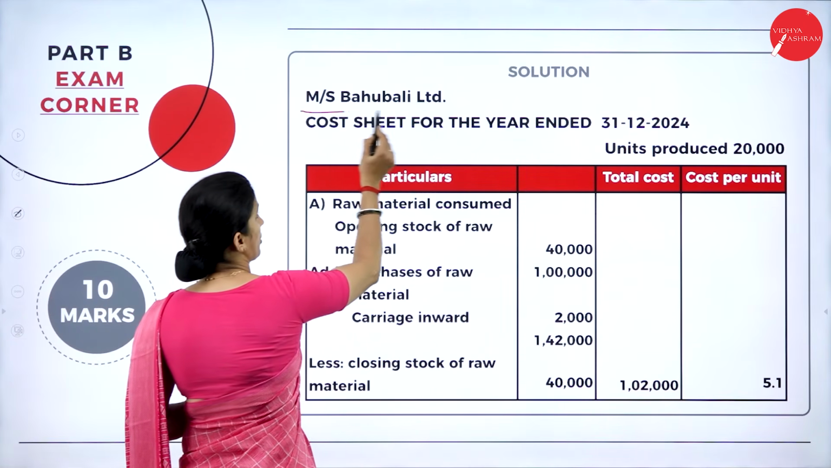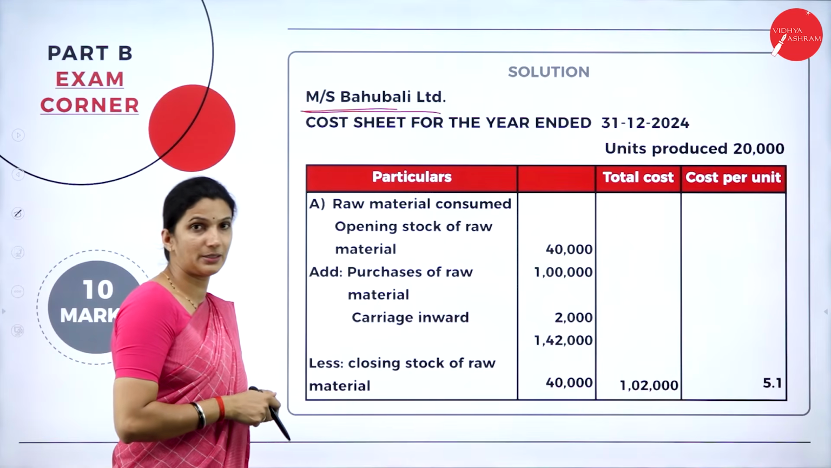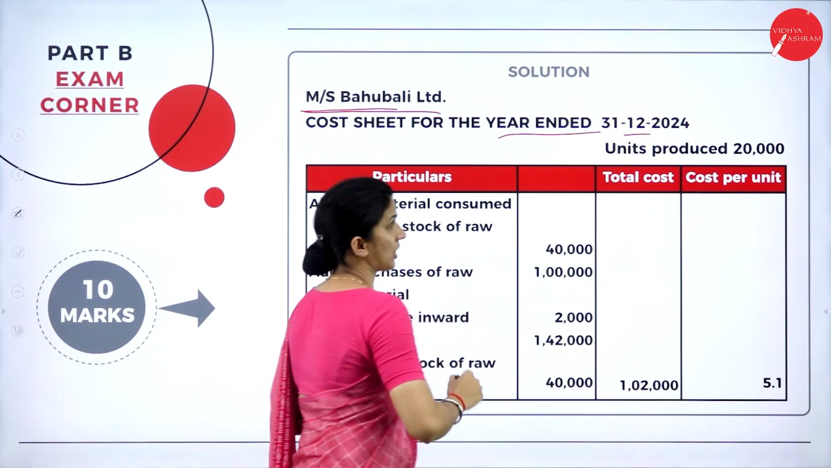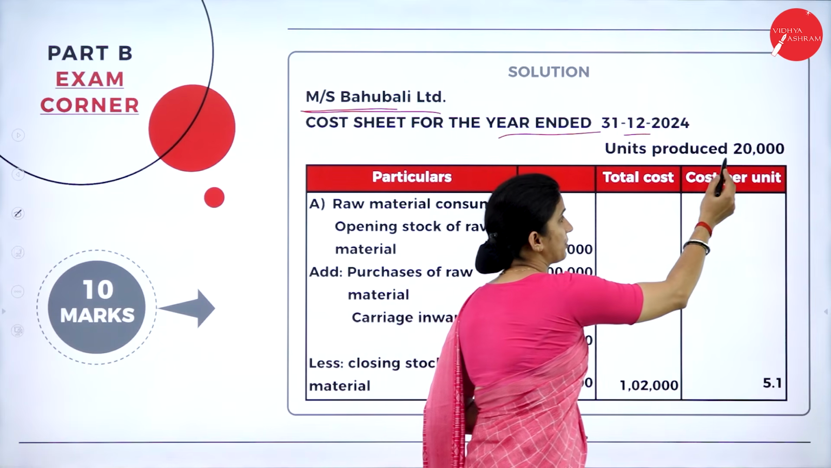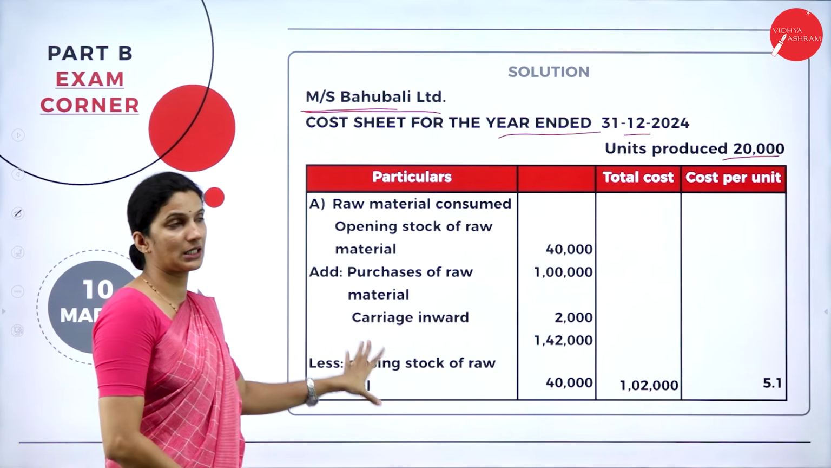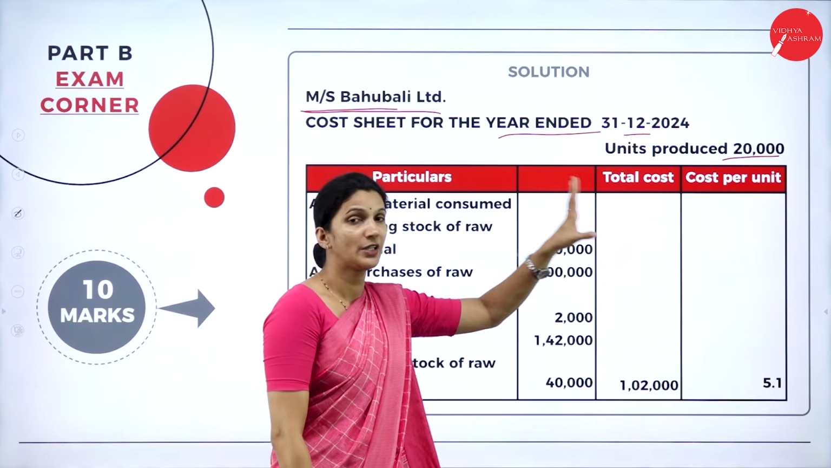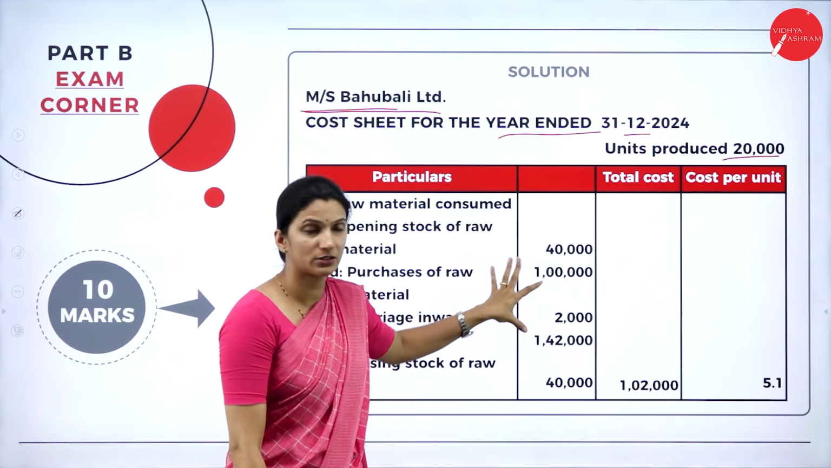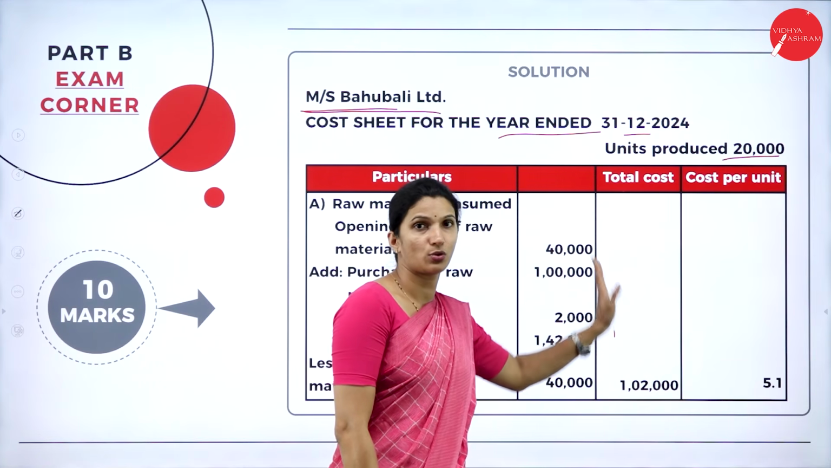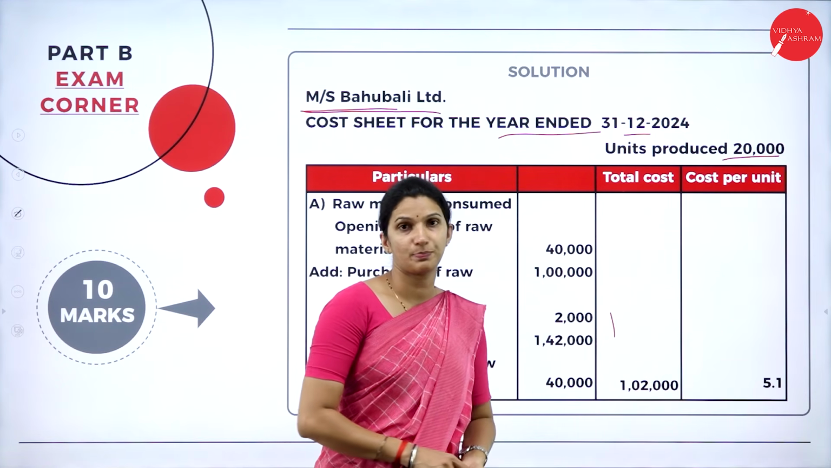Here we are preparing the cost sheet of Mr. Bahubali Limited, the cost sheet for the year ending 31/12/2024, and you need to produce 20,000 units. So we need one particular column, a 3 amount column. This column is only for doing the calculation, and the main 2 columns that we have are the total cost column and the cost per unit column.